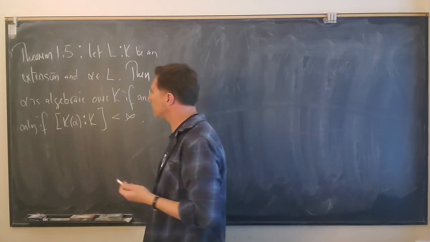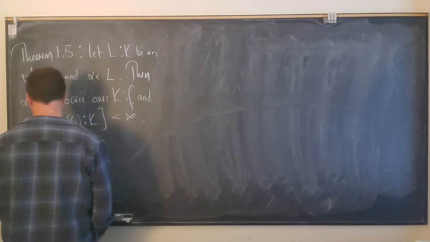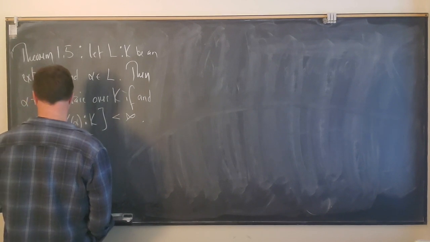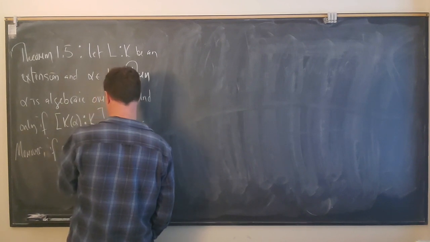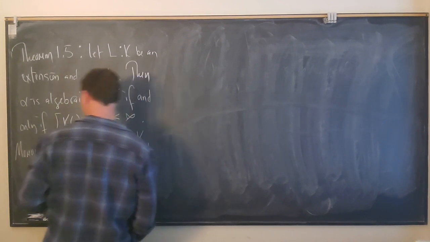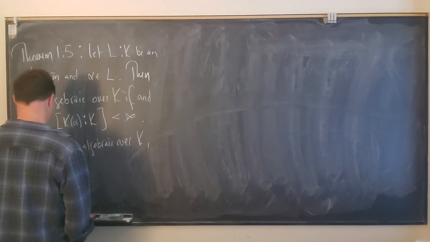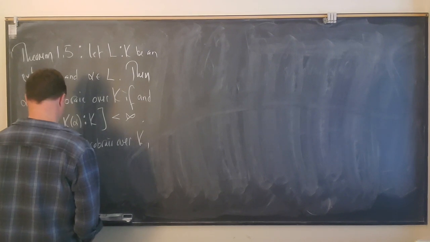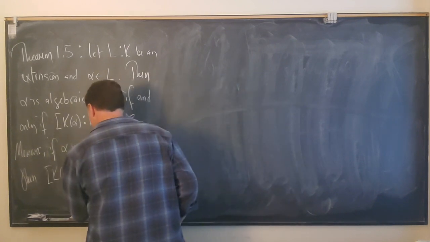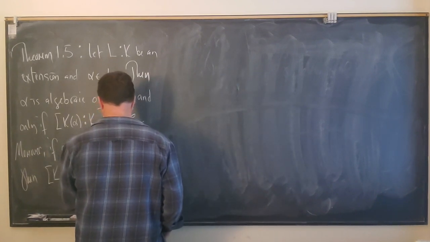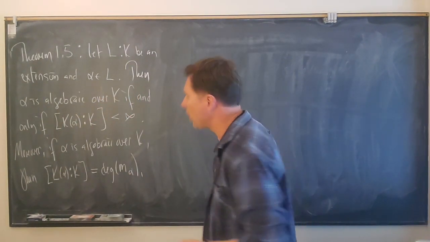And we're going to say a little bit more here. So moreover, if alpha is algebraic over K, then the degree of the extension, right? We know up above that it's finite, and we can actually say exactly what it is. It's equal to the degree of the minimal polynomial. Okay, now for the proof, so here we go.